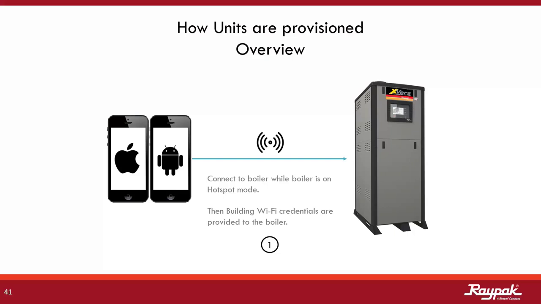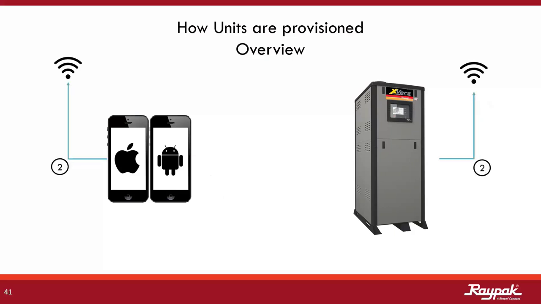Once that direct connection is established and the phone handshakes with the unit, the Wi-Fi credentials and other descriptive data of the unit are passed along. Then this connection point is broken and the units connect to the Wi-Fi through the Wi-Fi modem at the building, the boiler room Wi-Fi signal, the same as with mobile data.